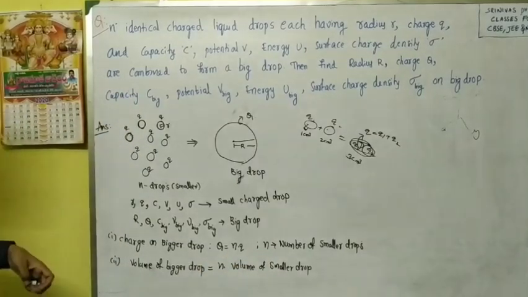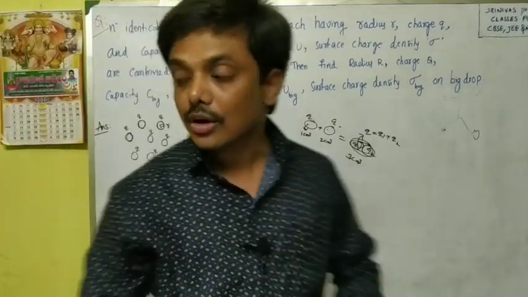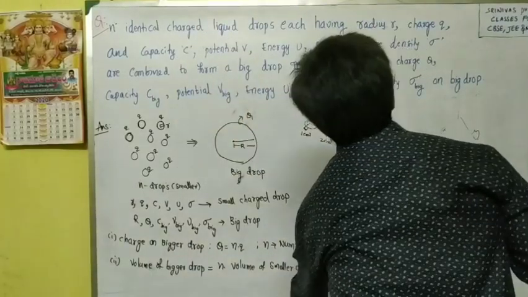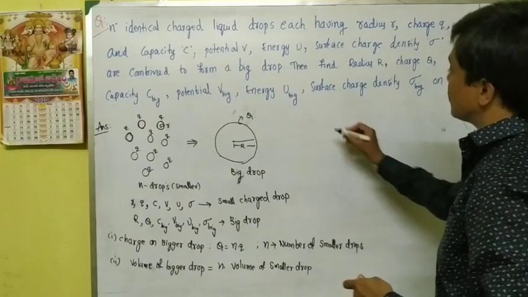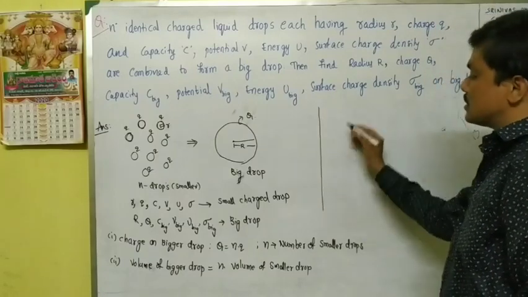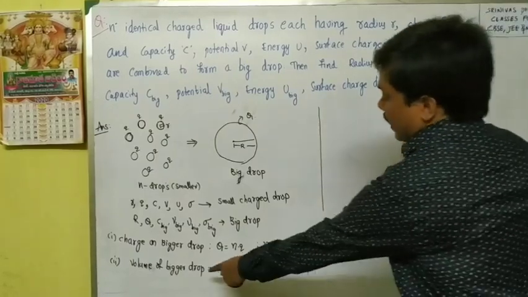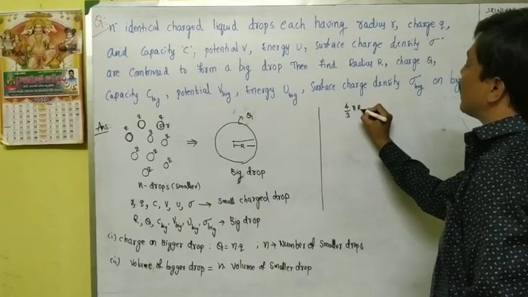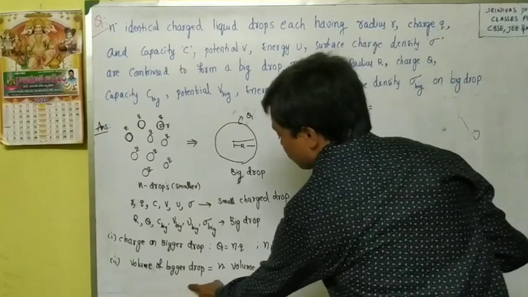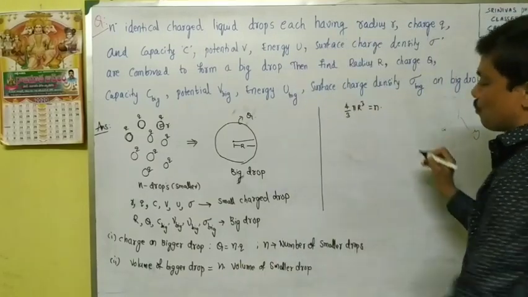Then what is the formula for the volume of the bigger drop? Do you know? The drop is in spherical shape. The sphere volume formula is 4 by 3 pi r cube, right? 4 by 3 pi capital R cube. This is the volume of the bigger drop. That is equal to n times the volume of the smaller drop.